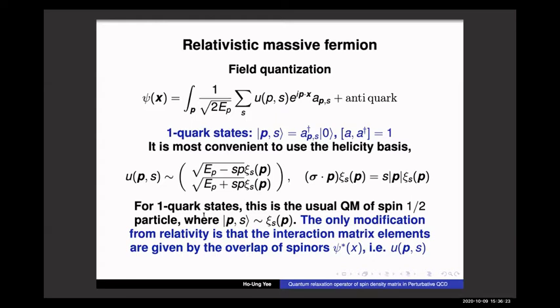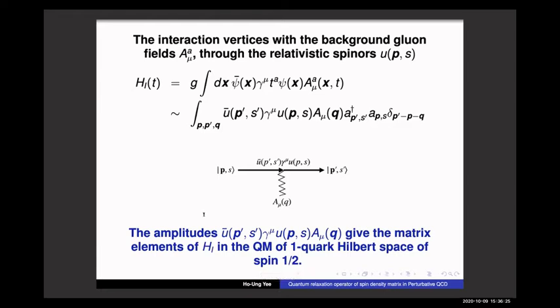Okay. So, for example, the interactions are given by these relativistic interactions from the field theory Lagrangian, so that it involves the spinor fields u and u bar with gamma matrices, but other than that, it is just simple one-particle quantum mechanics.